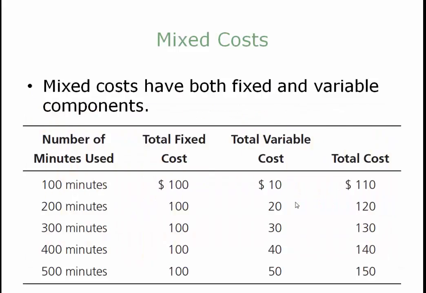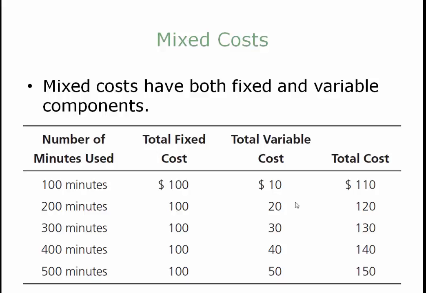Now mixed cost is a little bit different. It has a variable and a fixed component. So notice on here it says minutes. I might say not minutes, but maybe gigabytes. So think about your cell phone for a minute. If you're on a certain plan with your phone, you pay a flat amount of money. You do, or your parents do. And when you pay that amount of money, so long as you stay within your plan, it's a fixed cost.